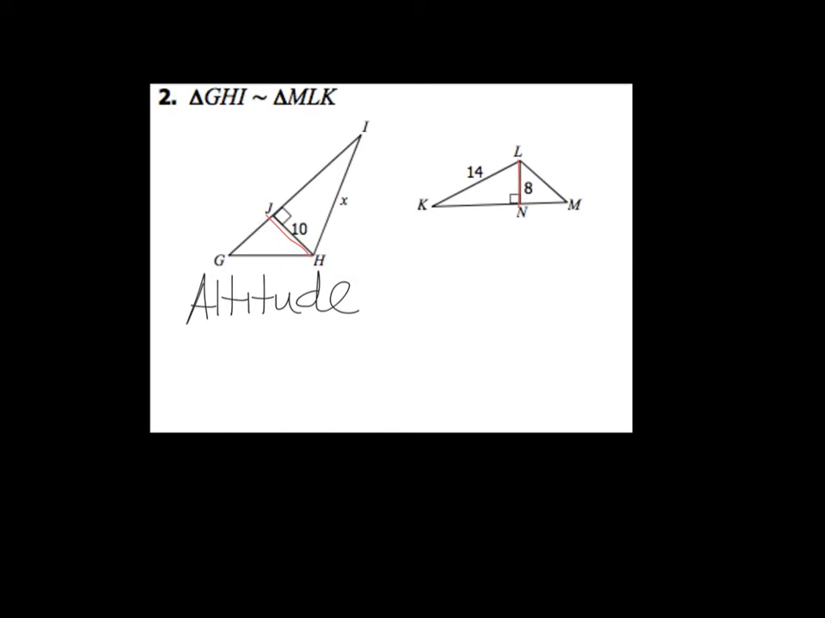So it's going to be altitude over altitude. So 10 in one, 8 in the other is equal to x over 14. Use the cross product and simplify and solve. And x is equal to 17.5.